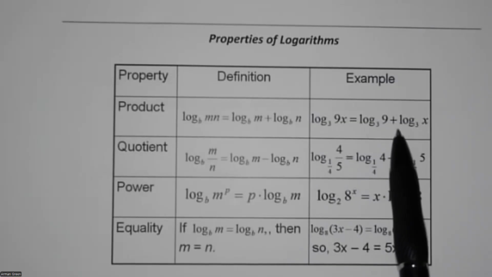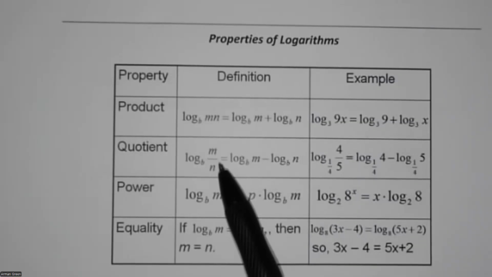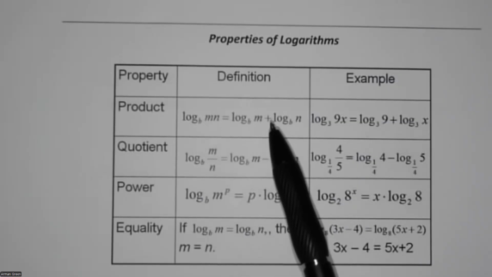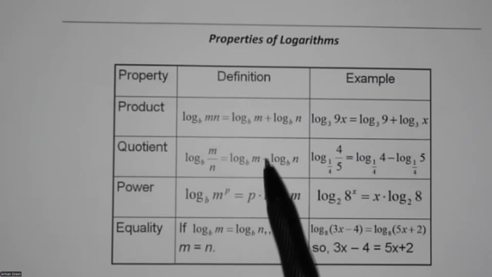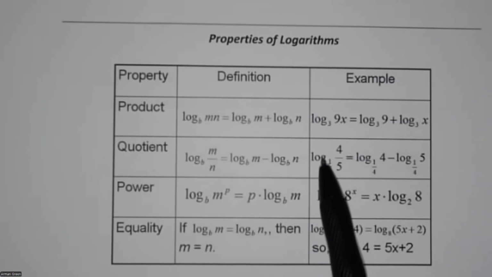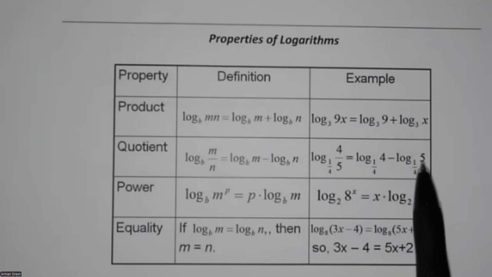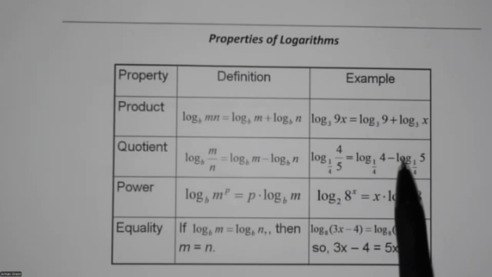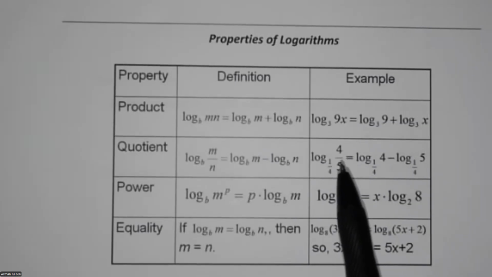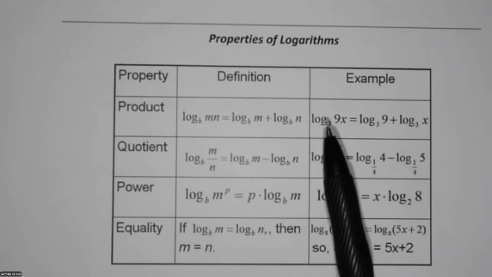You can do that for multiplication and you can do it for division as well. The only difference is that if you're multiplying, you add the logarithms together, but if you're dividing, you're going to have a minus sign in the middle. For example, if you have the log of 4 over 5, you can break it up into two parts: the log of 4, the log of 5, and then you subtract those because you're dividing inside of the function. So those are the first two properties.